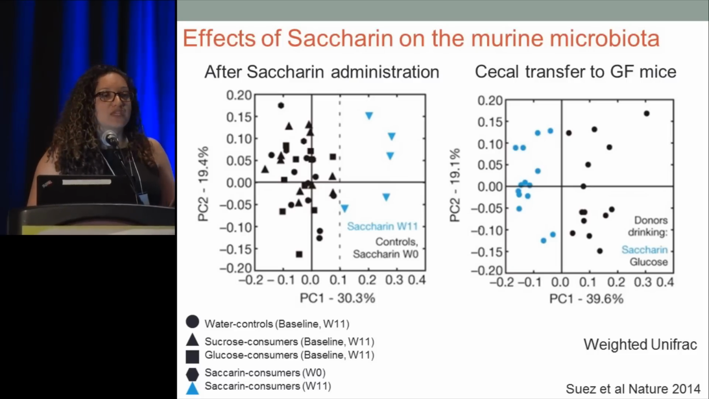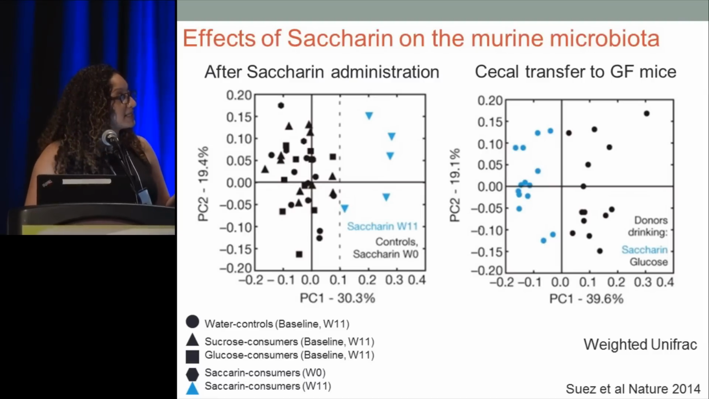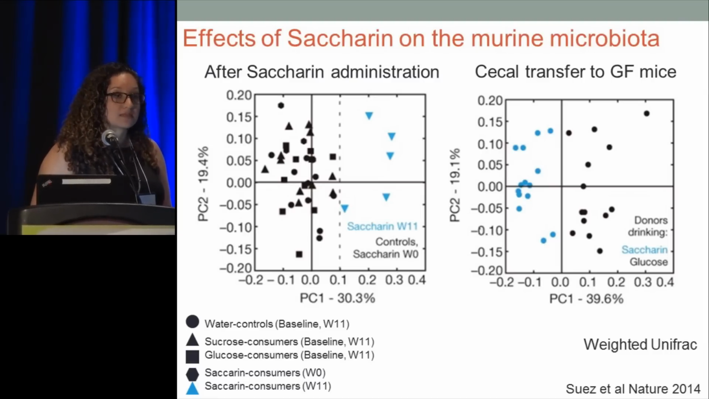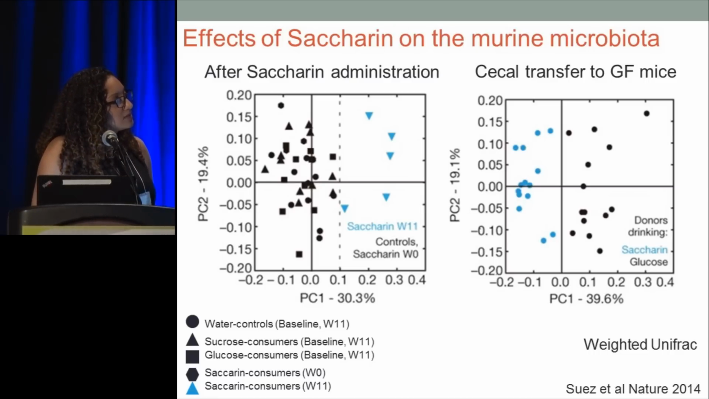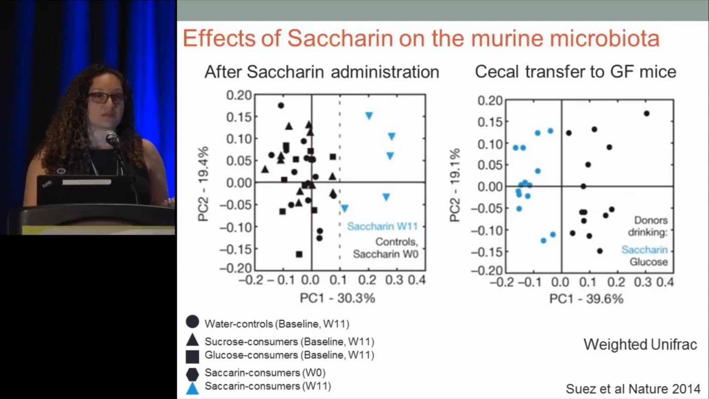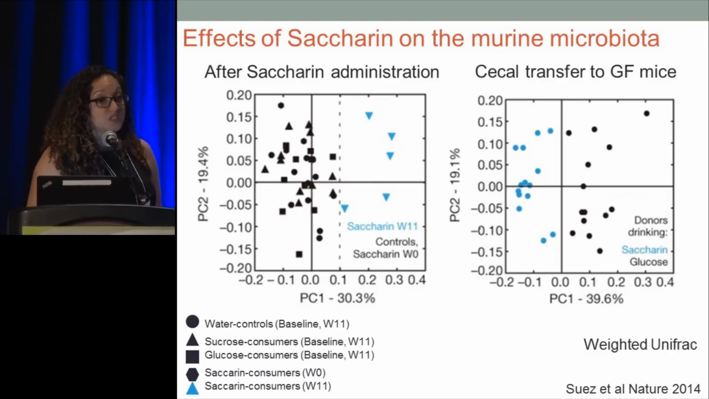Next, they asked the question if these communities are transferable. And what they did is that they took fecal contents from either saccharin-exposed or control mice and gave them to germ-free mice, asking the question, are these communities transferable? And what you can see is that there is this distinct separation between the saccharin-treated groups or the control groups, suggesting that these communities are transferable. Unfortunately, no statistical analysis was performed.